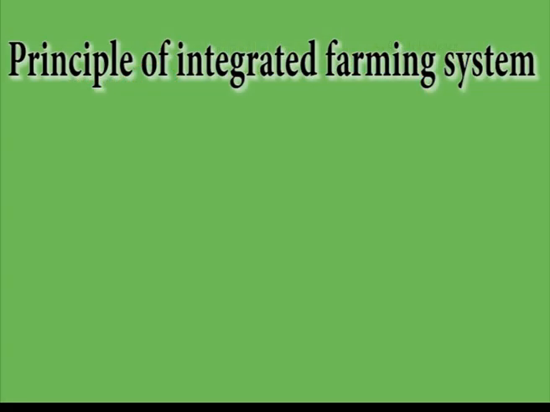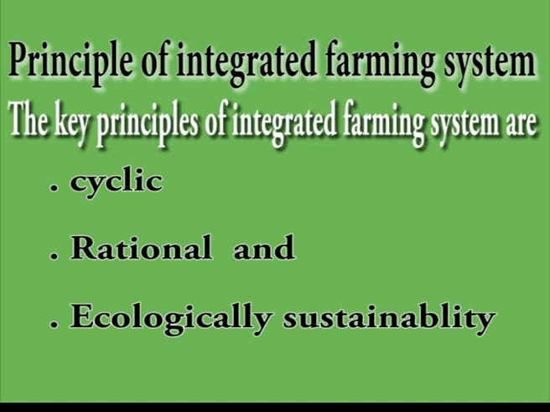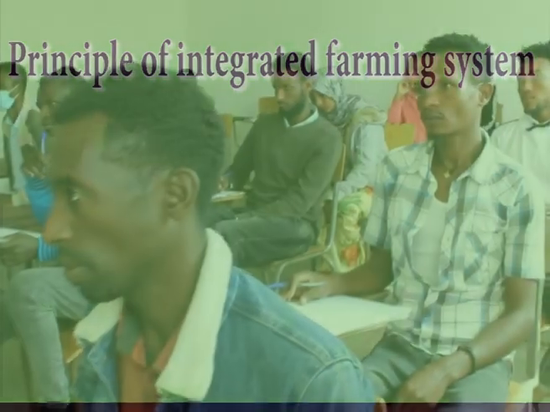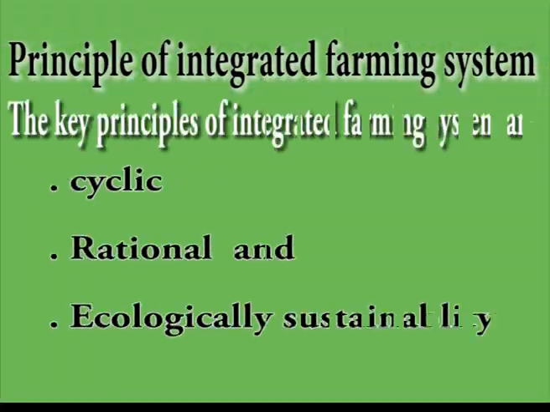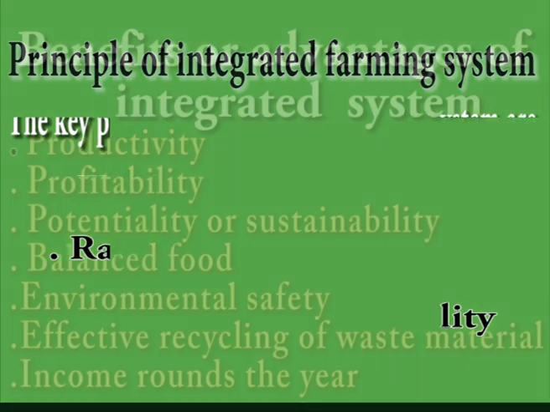The second key principle of integrated farming system is rational. Under this principle, using crop residue more rationally is an important route out of poverty, especially for resource-poor farmers. The third key principle of integrated farming system is ecological sustainability. The integrated livestock farming system maintains and improves agricultural productivity while also reducing negative environmental impact.